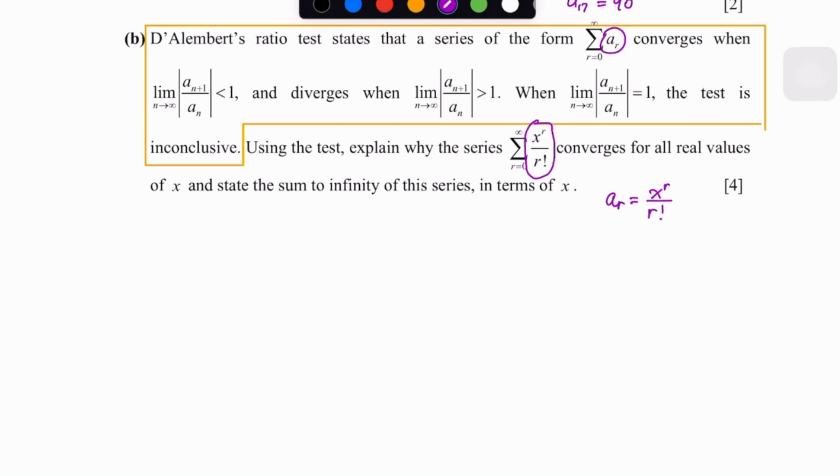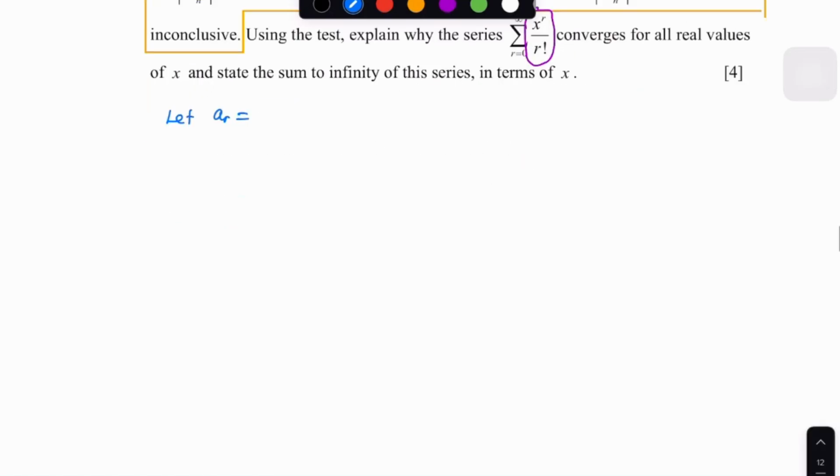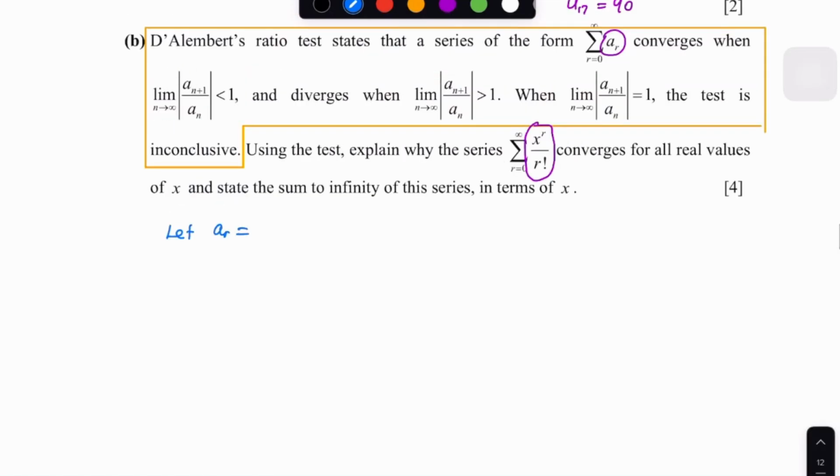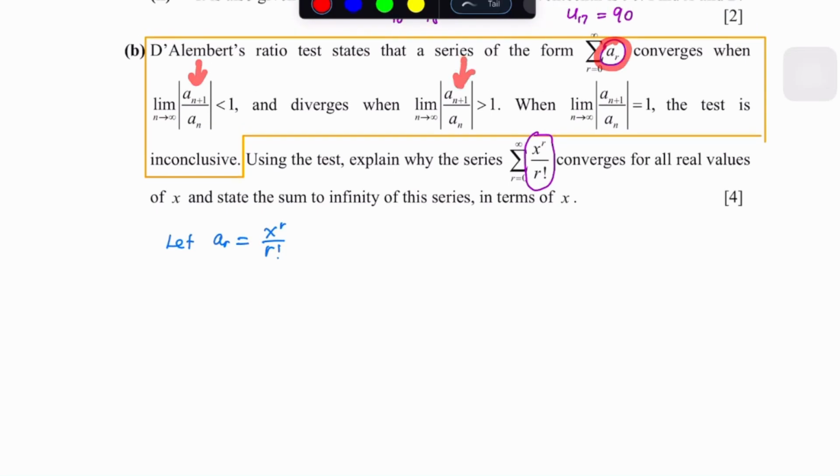So over here, I will let the general A_r term be x power r over r factorial first. So the idea is you look at the question: what is the comparison? How do you fit into this form? And now we need to test this, A_(n+1) over A_n.